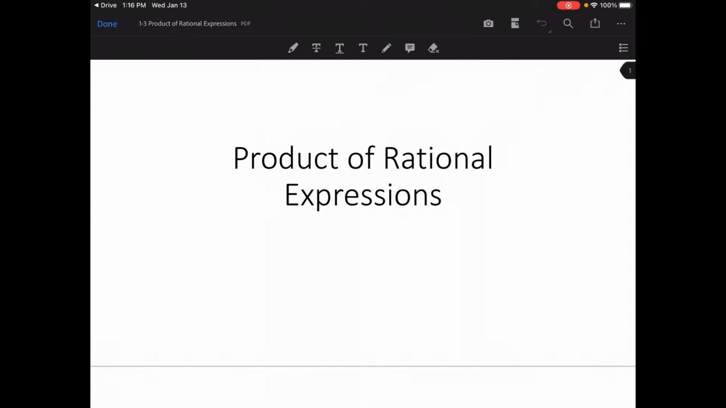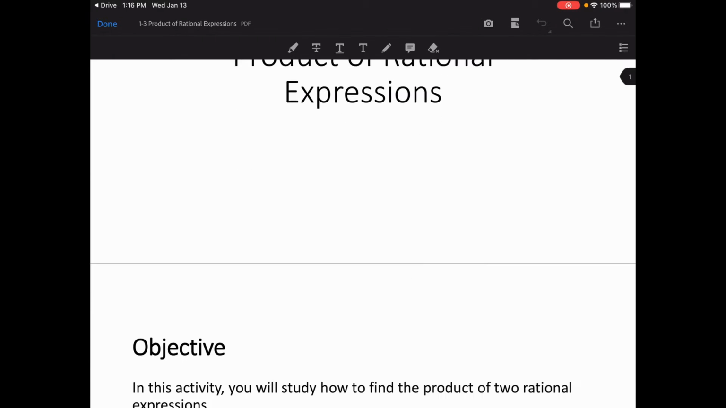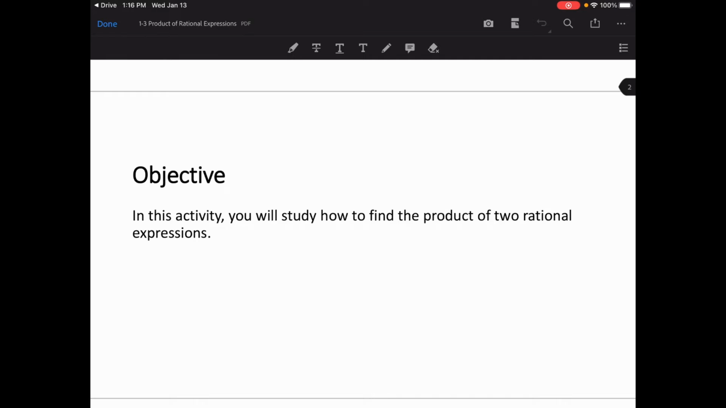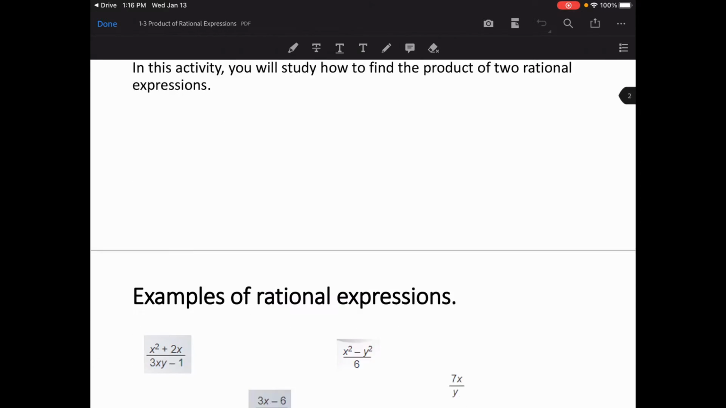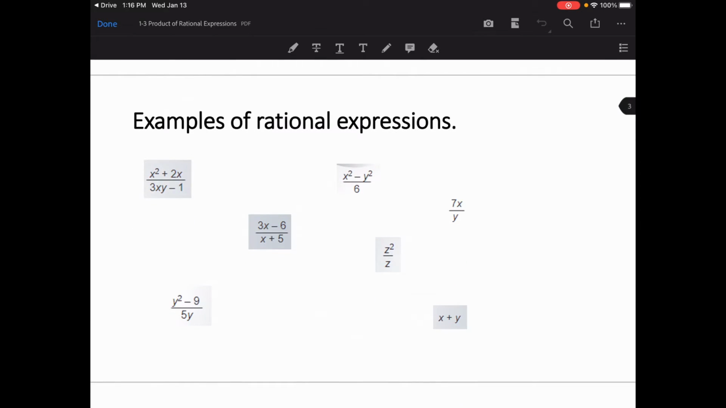Right, product of rational expressions. The objective for today is that in this activity you will learn how to find the product of two rational expressions. So here are some examples of rational expressions. We looked at some yesterday also.